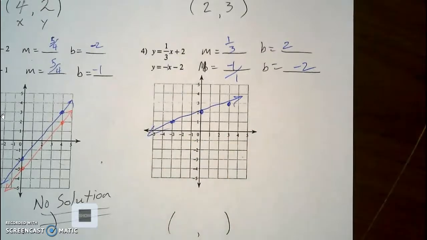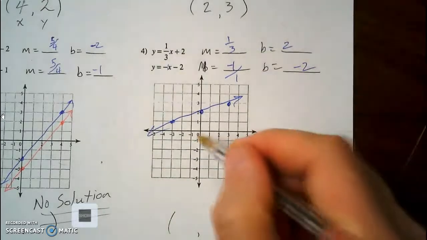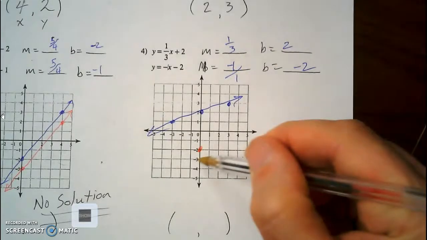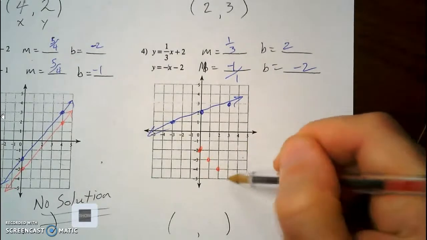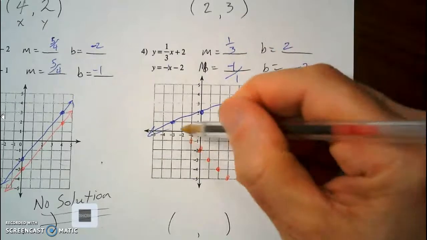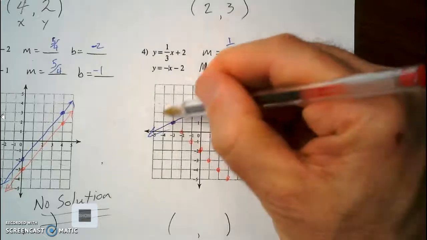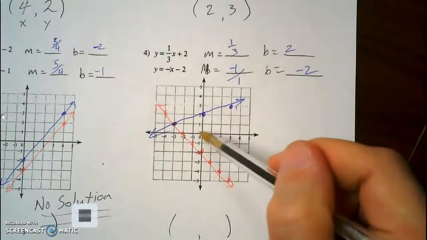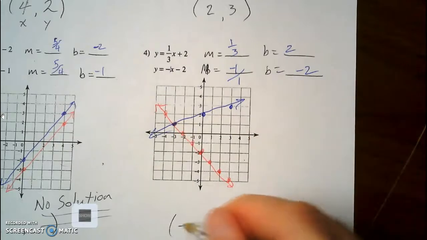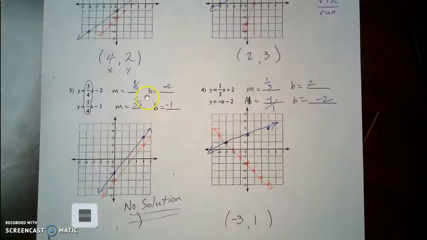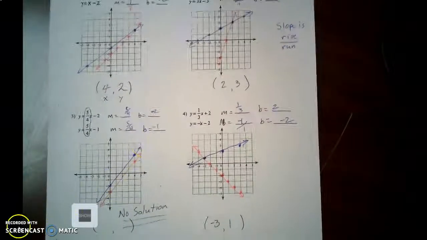Rise 1, run 3. Oh, I missed, but we'll see what happens. Go to -2. Now this slope says down 1, right 1, because it's negative. Now it looks like it's running away, and you think they're not going to cross. Well, remember, I can go back up the other way also. So if I continue to track it, you see they cross right there. So I put my arrows on, and my solution is -3, +1. So that is solving systems of equations by graphing. Do your best. If you have any questions, let me know.